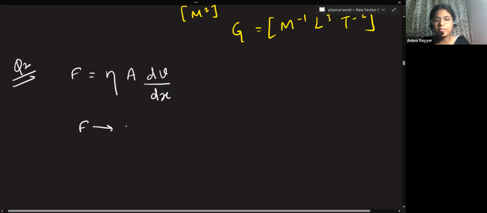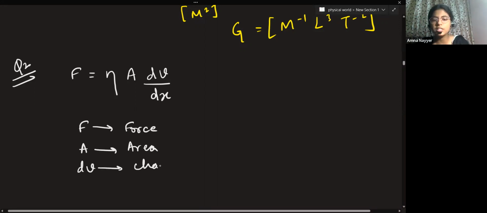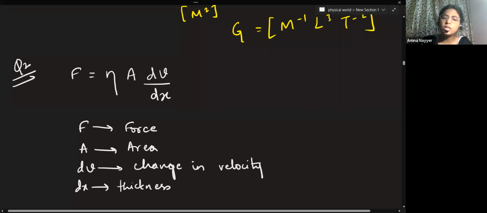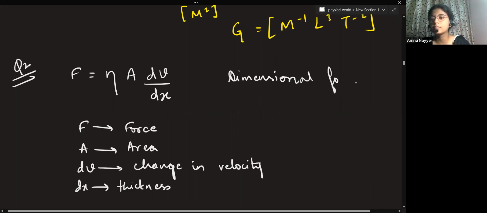So F is basically force, A is area, dV is velocity, change in velocity. So change in velocity or velocity, the dimensional formula will be the same. Dx is thickness, or you can take it in terms of length only. This is basically the thickness. So these are the dimensions given. You know the dimensions of all these. You have to tell me what will be the dimension of eta. So just try it once. Dimensional formula of this symbol, eta.